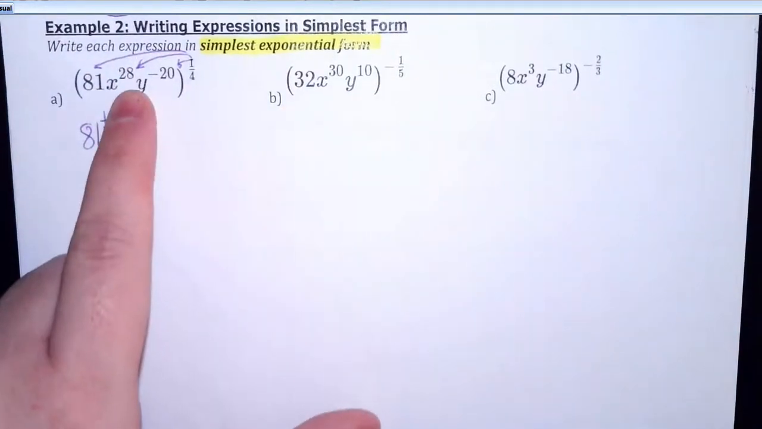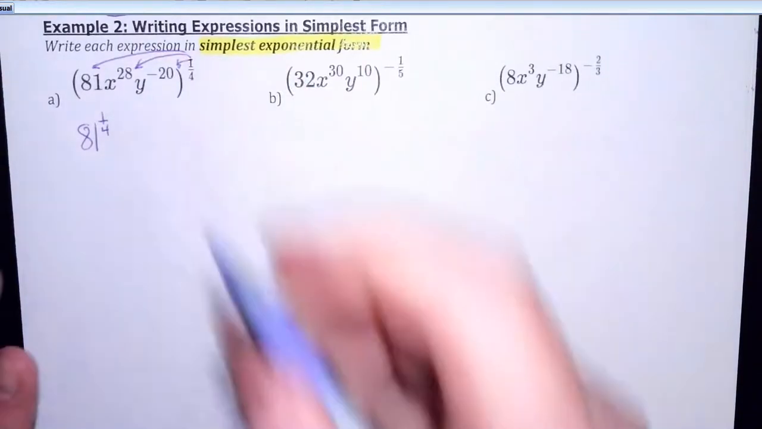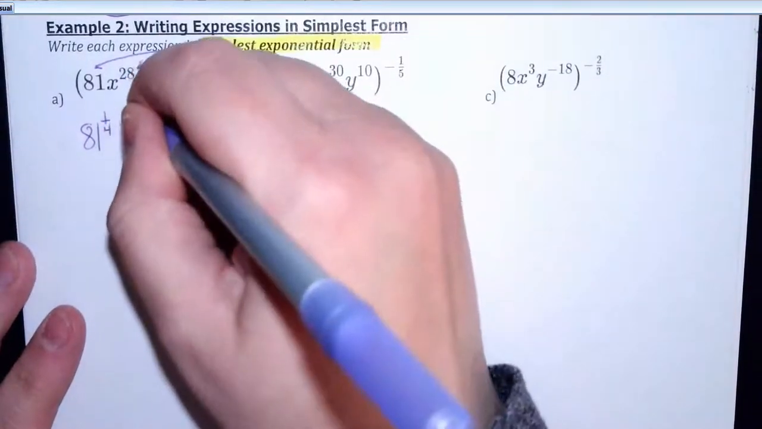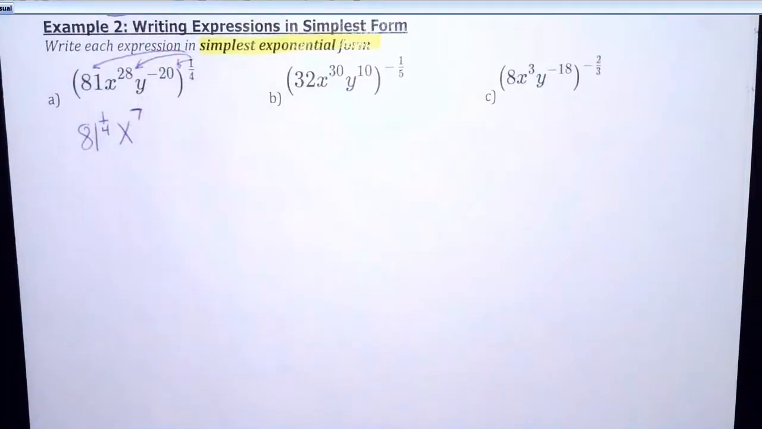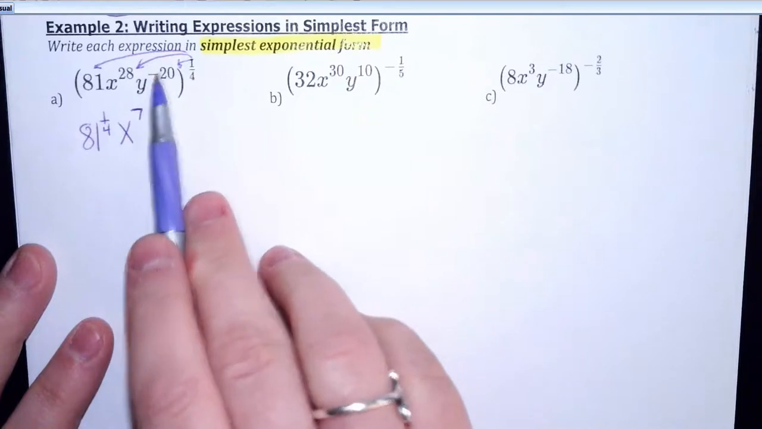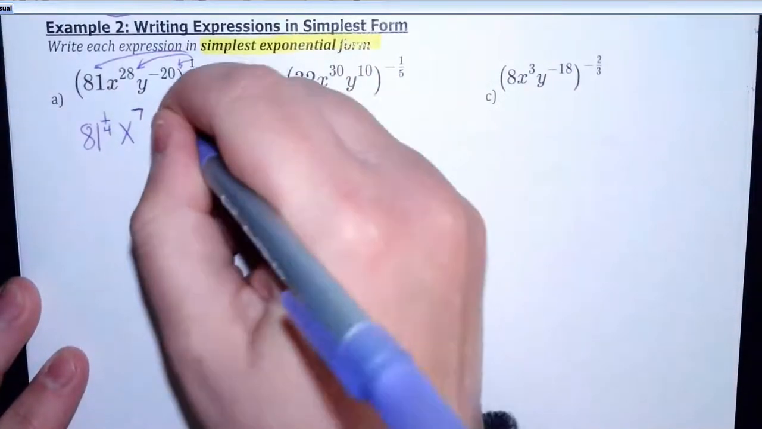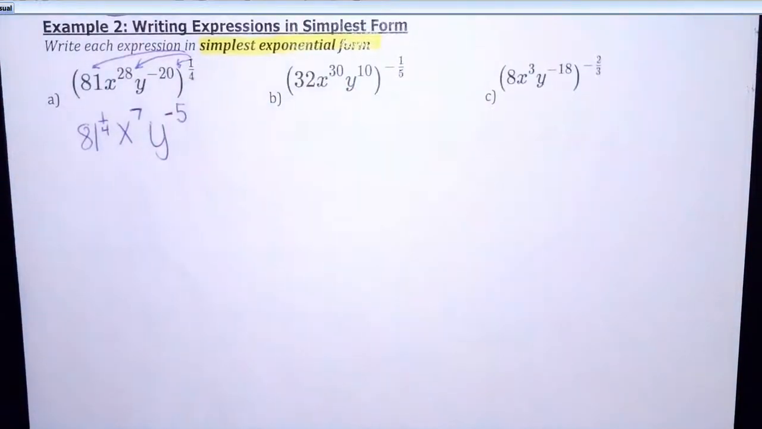When you do 28 times a fourth, you just do 28 times 1 divided by 4. So this actually becomes x to the 7th. That's divisible there. Negative 20 times 1/4, I do negative 20 times 1, that's negative 20, divided by 4. That's going to give you an exponent. Oops, sorry, I should have mentioned the negative, y to the -5th.